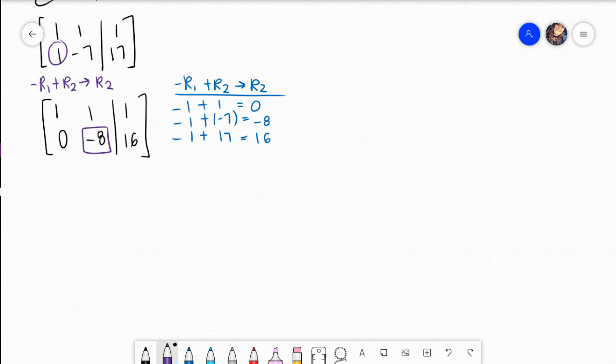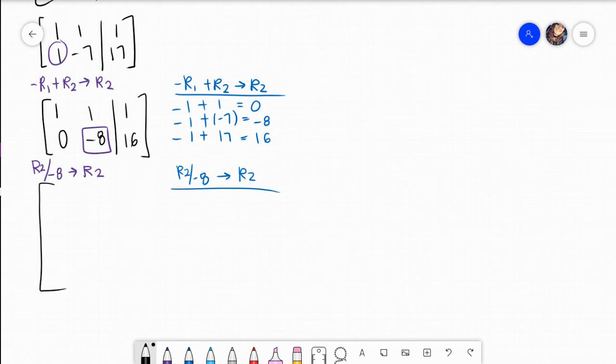Definitely not that tired. So let's actually take our row 2 and divide it by -8. Doing this math is going to give me a new row 2. So let's come right here and do this math.